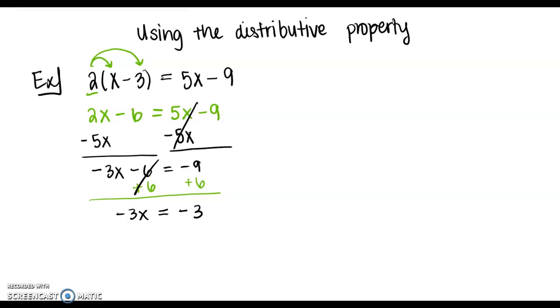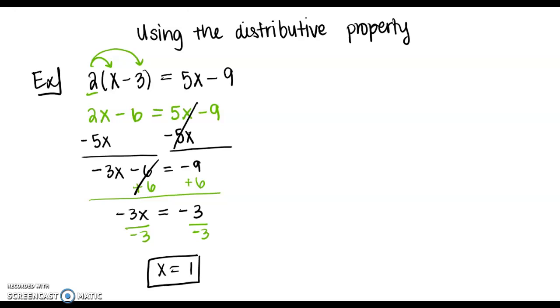And then remember, we're trying to isolate the x, get it by itself on one side. So I need to get rid of the negative 3. So I'm going to divide by negative 3. And I get x is equal to 1. And that would be my answer.